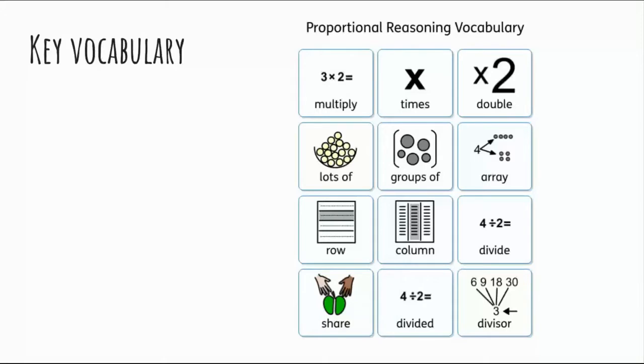Vocabulary that you will be hearing over the course of this lesson and other lessons are multiply. Another word for multiply is times. Double, and when we double, we multiply by two. Lots of, groups of, an array. And remember, an array is a picture version of a multiplication and division fact. Row, column, divide, and another word for divide is share, divided, and divisor. Now, divisor is the number that we divide by.